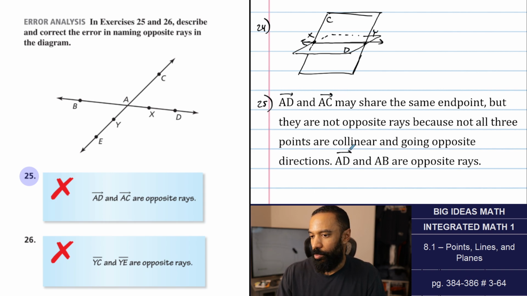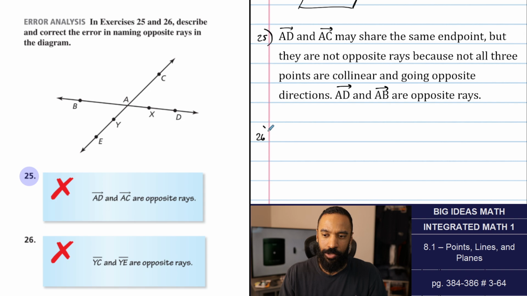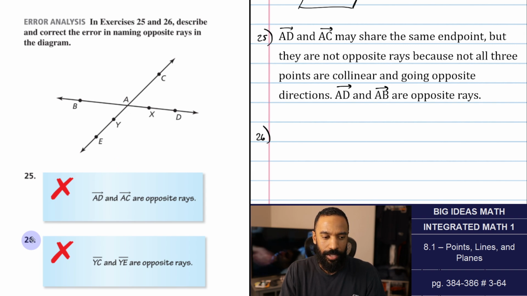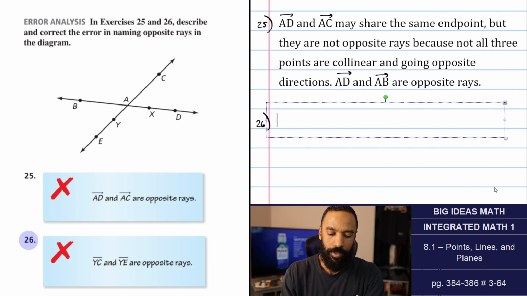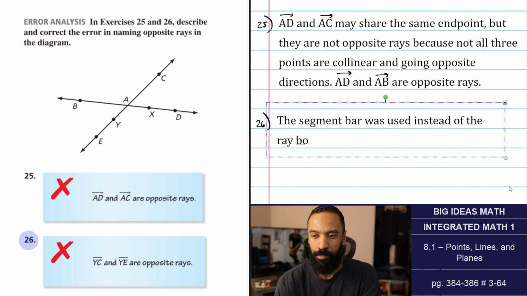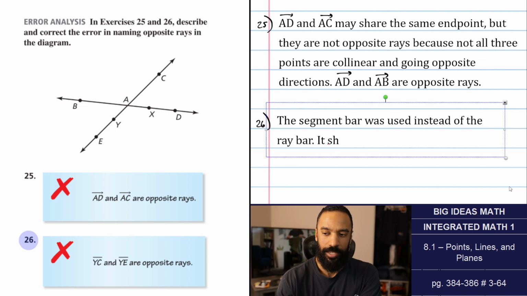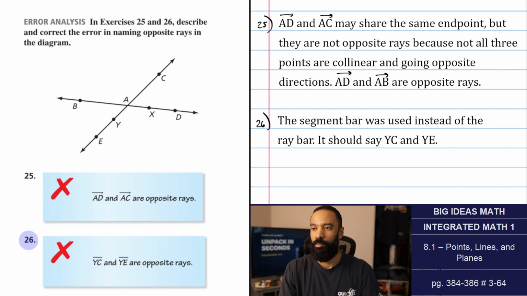Number 26, YC and YE are opposite rays. The problem is not that they wouldn't be opposite rays. Look at the symbol that they used. They used a segment bar instead on number 26. So the idea is right. Y is an endpoint, and these are opposite directions, collinear, all that kind of stuff, right? Problem is they used a segment bar instead of the ray bar. It should say YC and YE, and then let me put the ray bar above it.